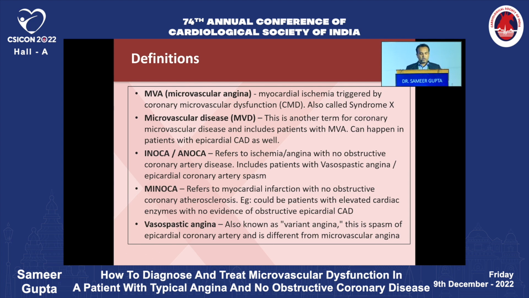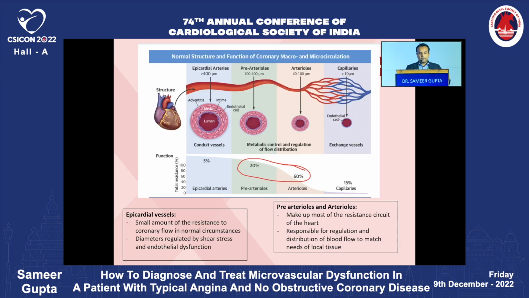INOCA or ANOCA, it is ischemia with non-obstructive coronary artery disease, or angina with no obstructive coronary artery disease. And this includes patients with vasospastic angina or epicardial coronary artery spasm. We often see this. Somebody, a young person comes complaining of chest pain. We say, oh, you have vasospastic angina, and that's where this comes in. MINOCA, we all know, myocardial infarction with no obstructive coronary artery disease, and that is a different element altogether. And then vasospastic angina is variant angina.